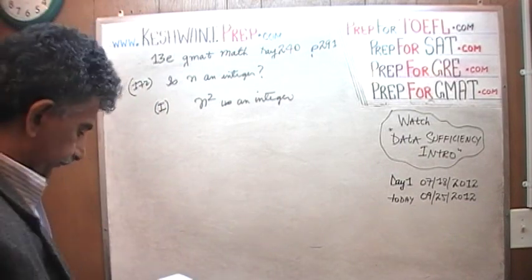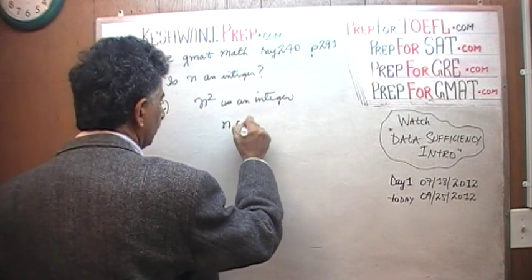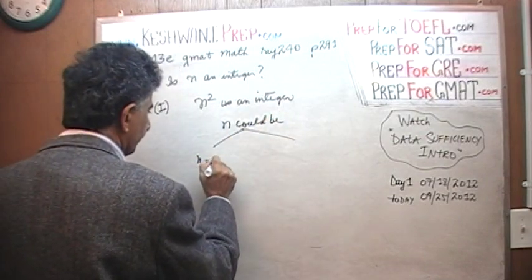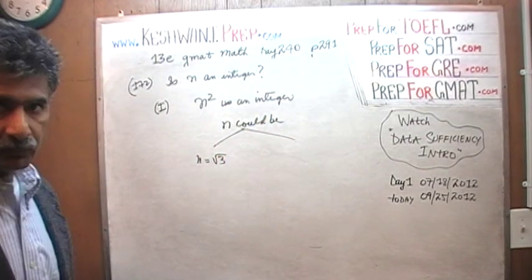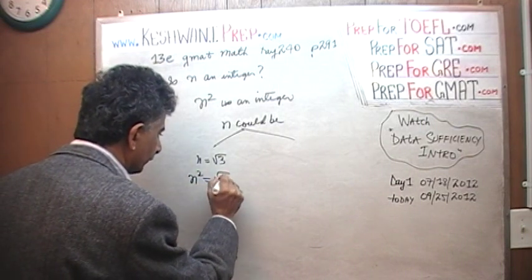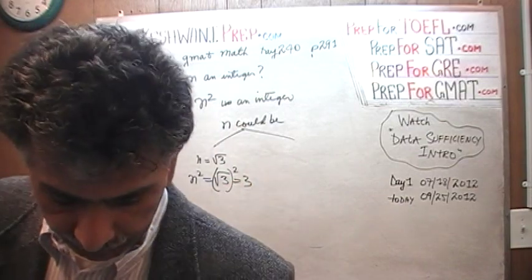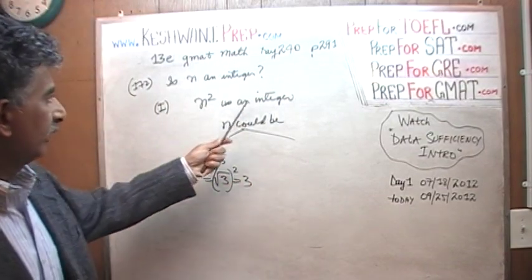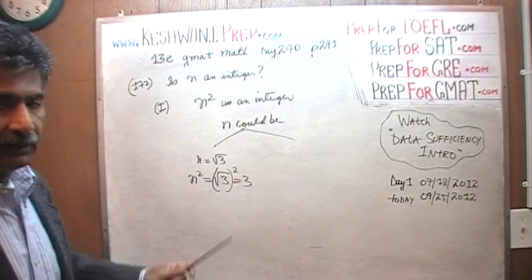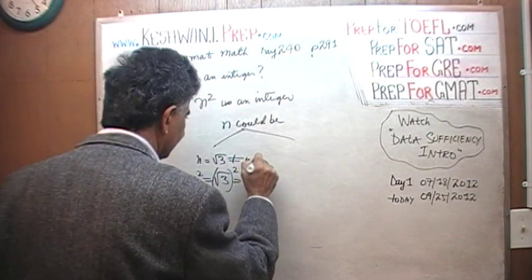Well, let's find out. You see, n, for example, could be the square root of 3, in which case n squared would be square root of 3 squared, which is 3. So we are fulfilling the condition that is given in the problem itself, which says n squared is an integer, which it is. N squared is an integer, but n itself is not an integer.